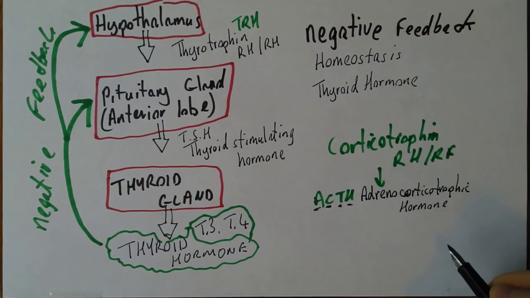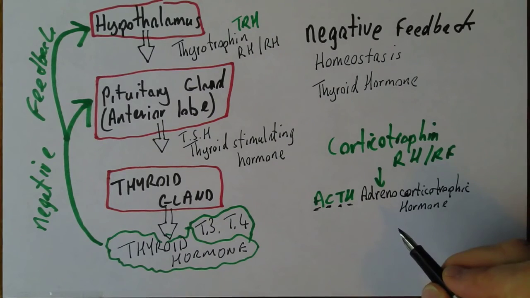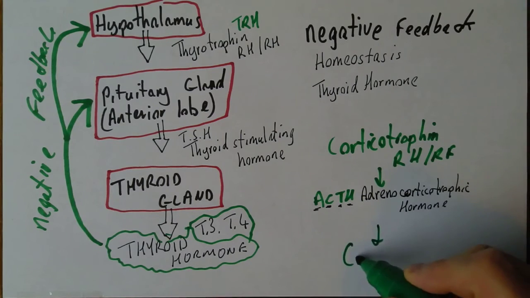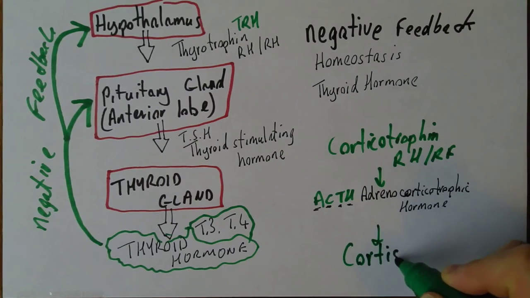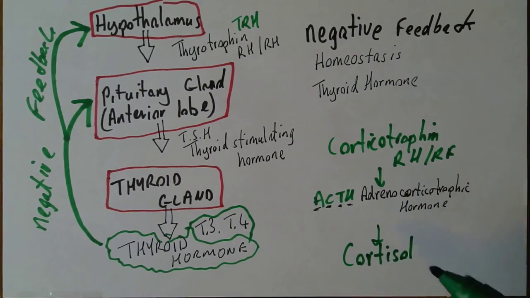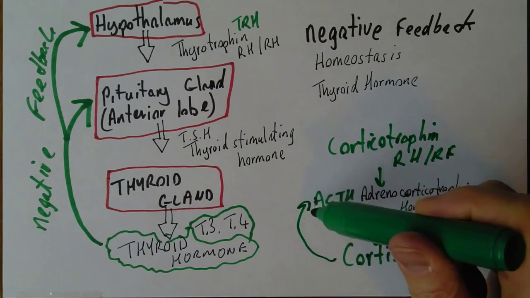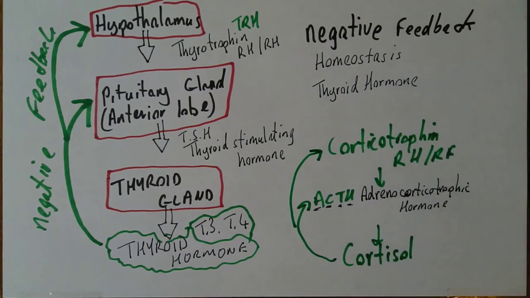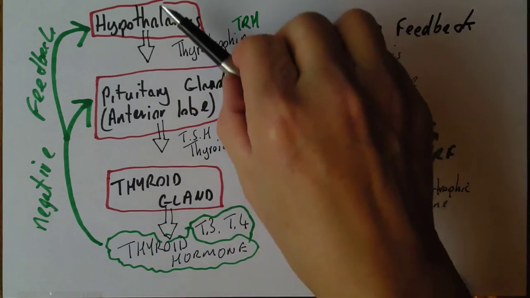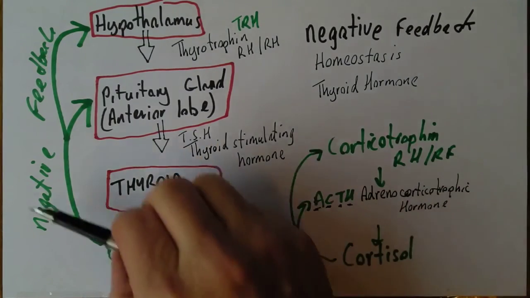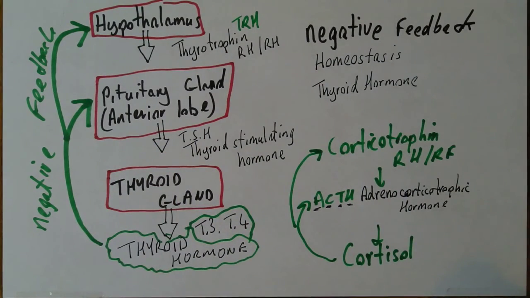Adrenocorticotropic hormone, because that is stimulating the adrenal cortex to produce more cortisol. So it's the same sort of thing, and of course the cortisol would then inhibit the release of its own releasing factors in a negative way, in just the same way that the thyroid hormone would inhibit the release of its own releasing factors.